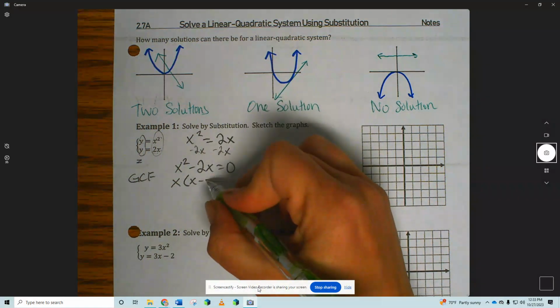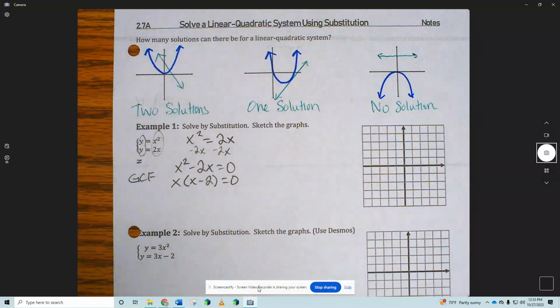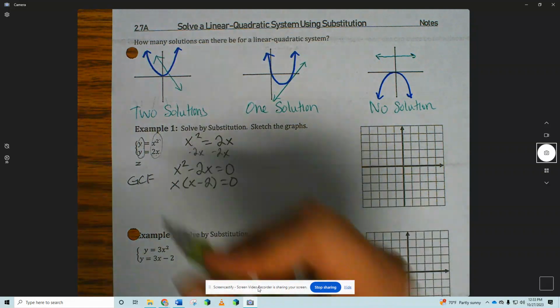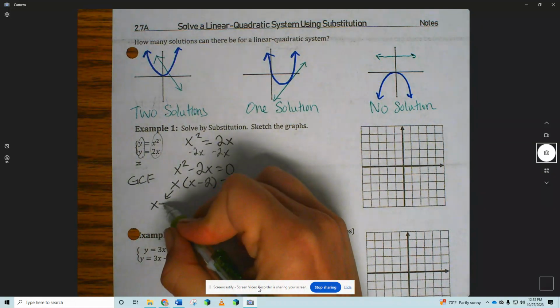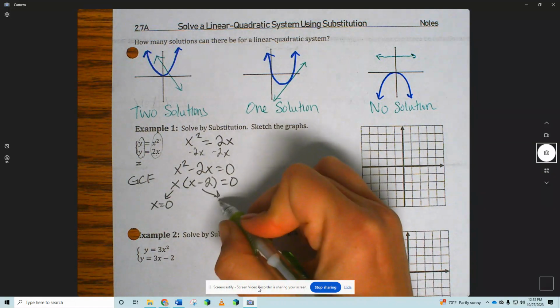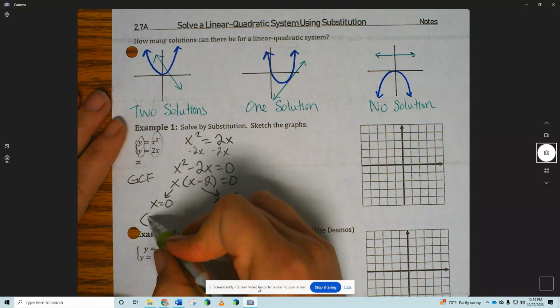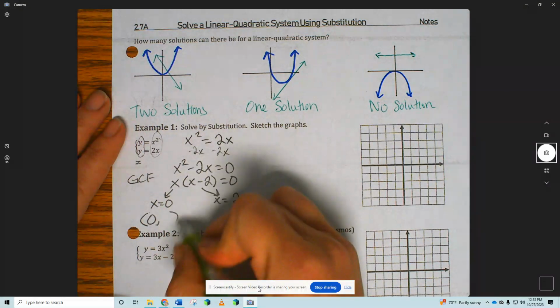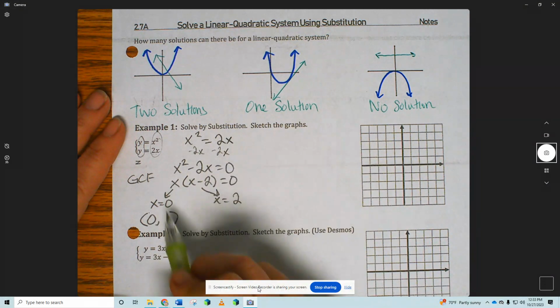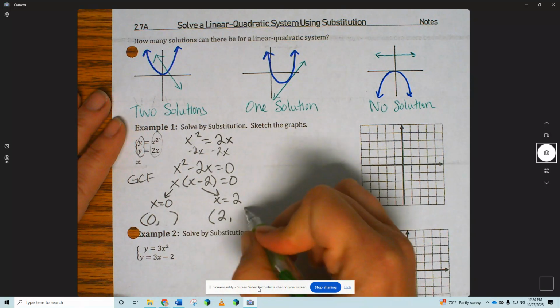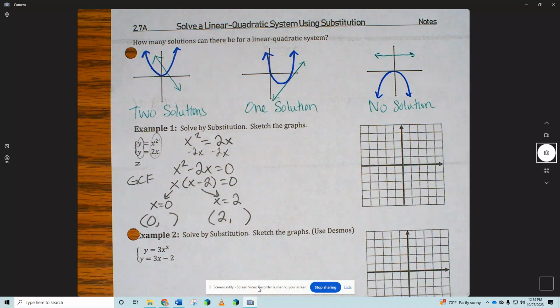X minus 2. Set each one equal to 0, as always. Whenever I have an equal 0, set it equal to 0. And isn't that going to be positive 2? So now I have the beginning of my location of the ordered pairs. 0 is my x. I don't know my y yet. And then 2 is my x. I don't know my y yet. So I'm finding the ordered pairs where they're going to hit.